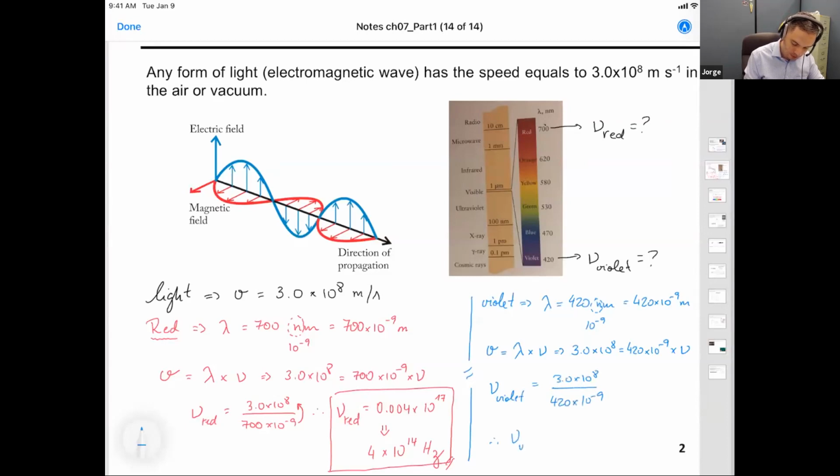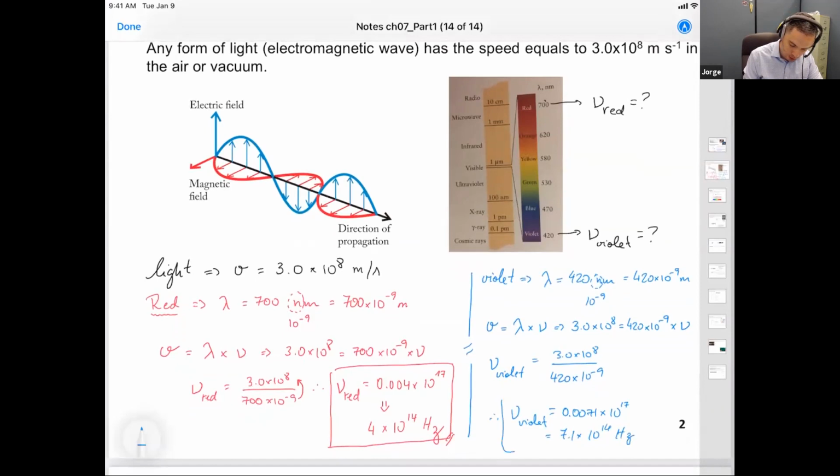Therefore, frequency for the violet, 3 over 420, that's going to be 0.0071 times 10 to the 17. Okay, so you can readjust this to 7.1 times 10 to the 14 hertz. Any of the two options are good enough.